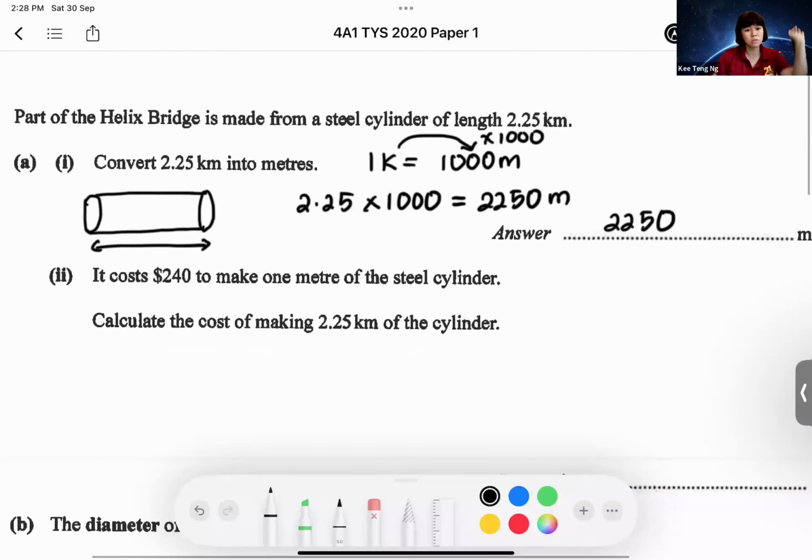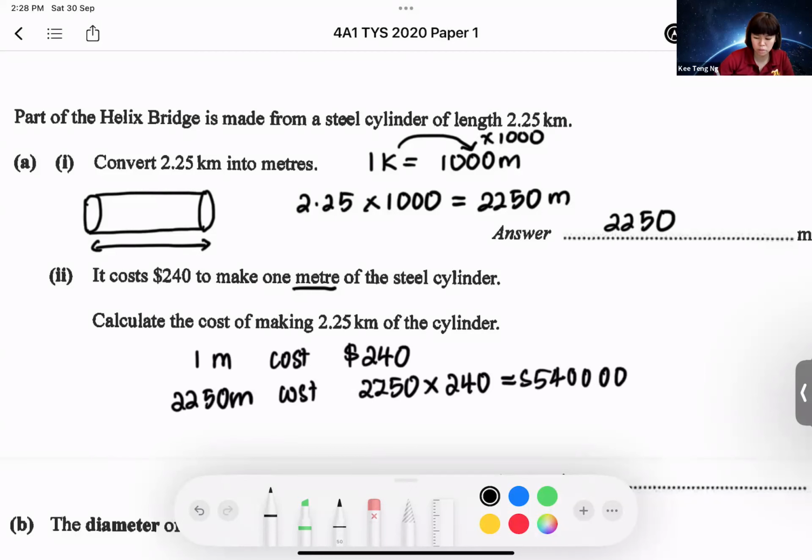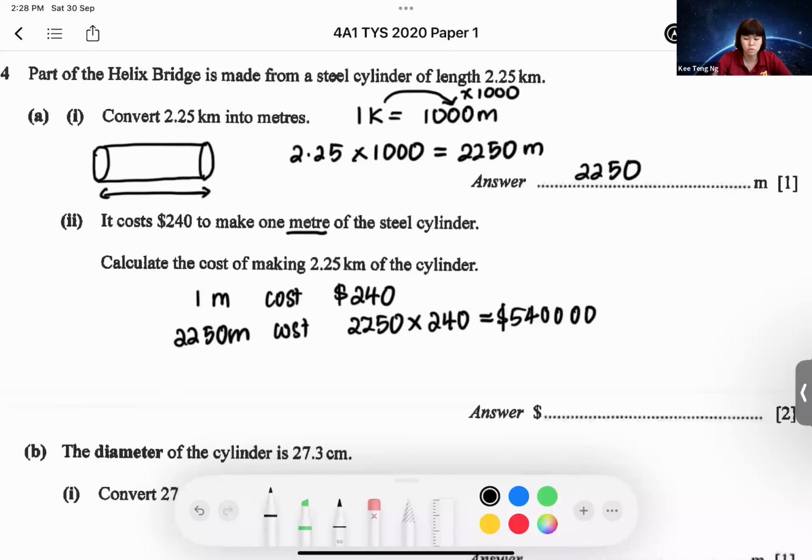It costs $240 to make 1 meter of the steel cylinder. Calculate the cost of making 2.25 kilometers of the cylinder. So in this case, 1 meter costs $240. I find 2250 meters, so I just take 2250 multiplied by 240, which gives 540,000. Oh my God, so much money. All right, so this will be the cost.